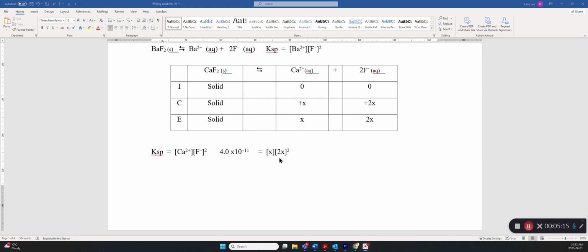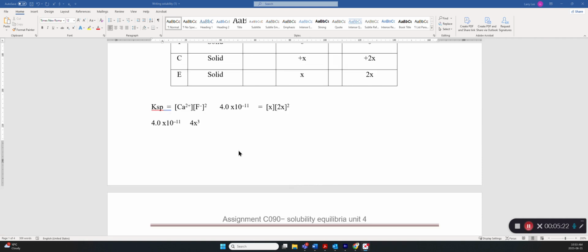Now we solve for X. This will be 4X cubed. So expand this to 4X cubed, and we'll do that. The next step is we'll solve for X, divide both sides by 4. Just going to copy and paste this. Let's do it step by step.